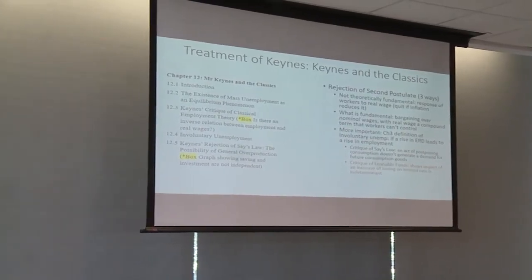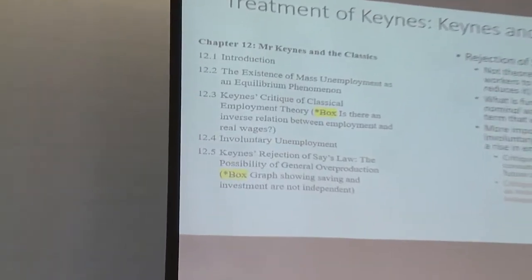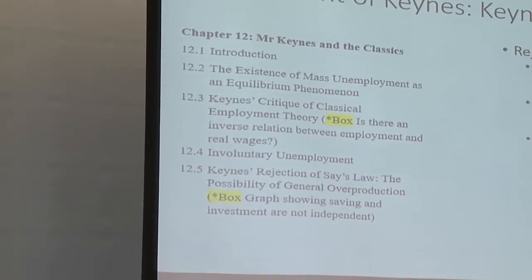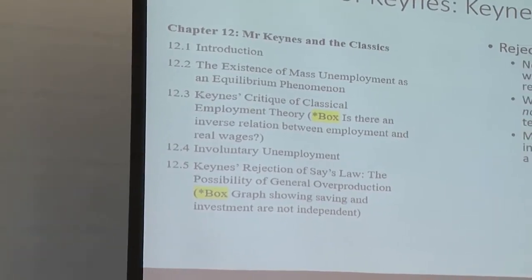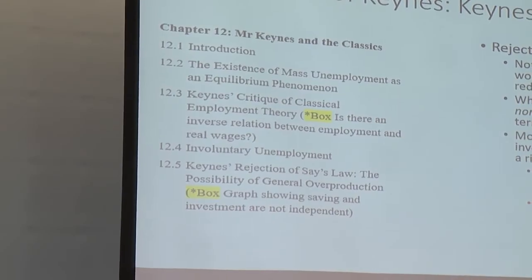Chapter 12, we present Keynes's arguments against the classicals. As Bill said, Keynes decided to accept as much as he possibly could from the classical arguments and then just argue against one part of it, and to show that by dropping one assumption, you completely destroy their whole conclusions, especially the policy conclusion.